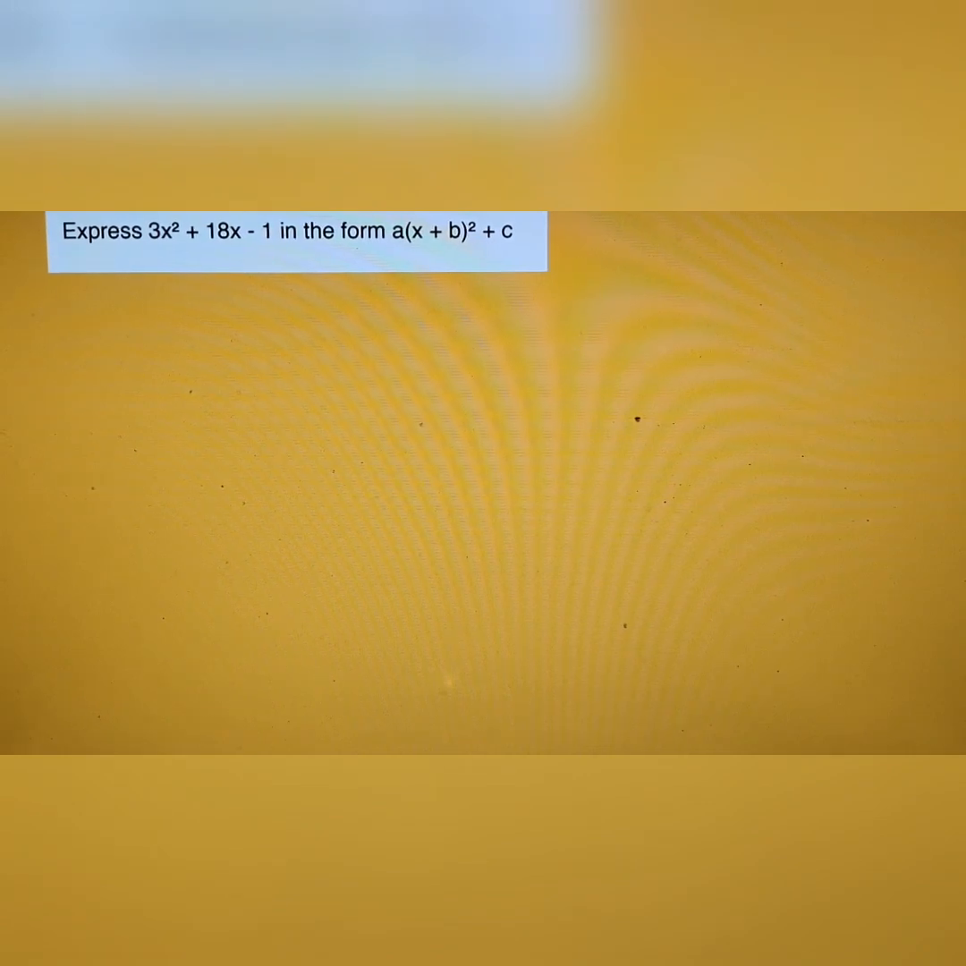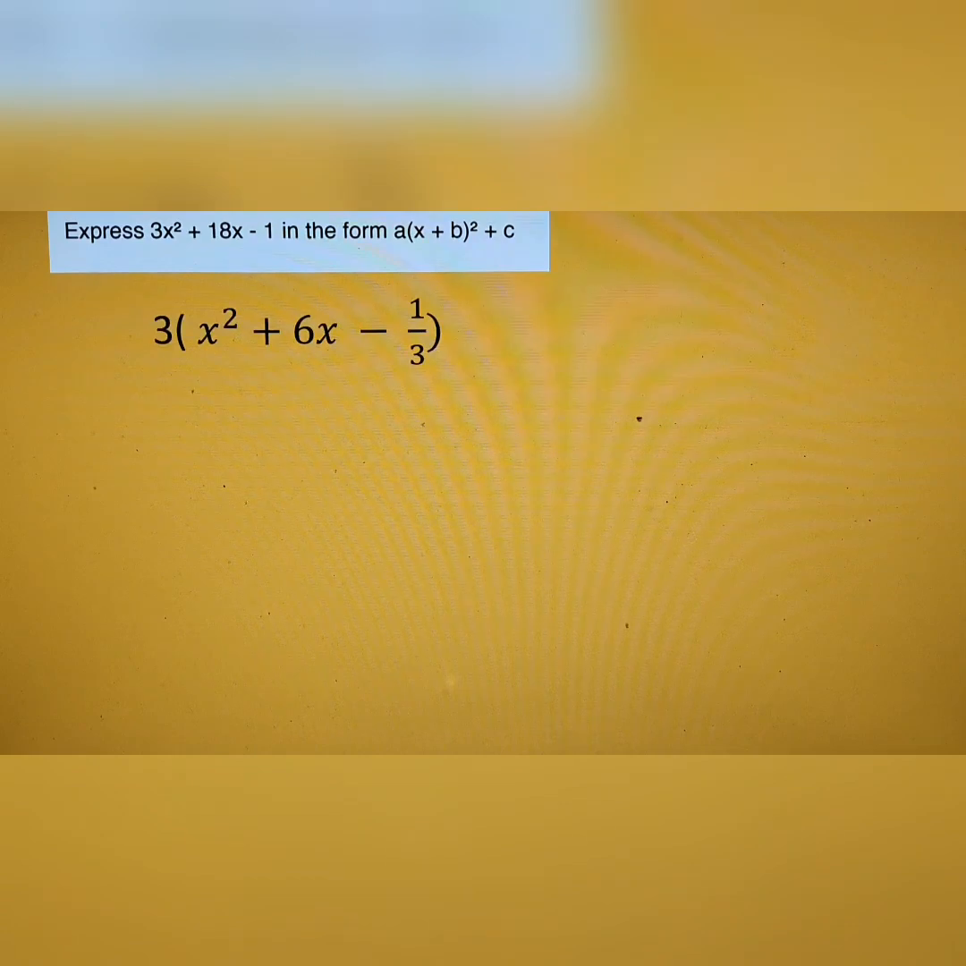Final question, which looks a bit different to what we've been doing. 3x squared plus 18x take away 1 in the form of a bracket x plus b squared plus c. What you notice here is that we've got a 3 in front of the x squared. To get rid of that 3, I need to divide everything by 3. So divide everything by 3. I'm going to have 3 outside the bracket, x squared plus 6x minus a third.